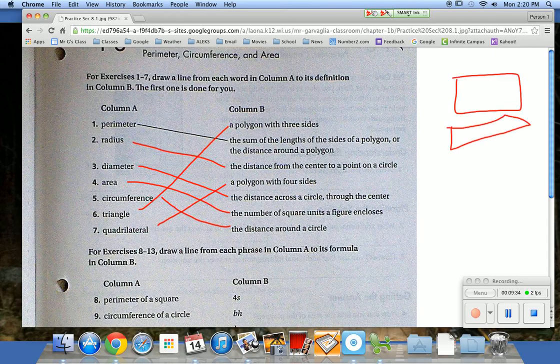Yes. Well, it's a straight side there, yeah. Could this be a polygon? Yes, it has 4 sides.